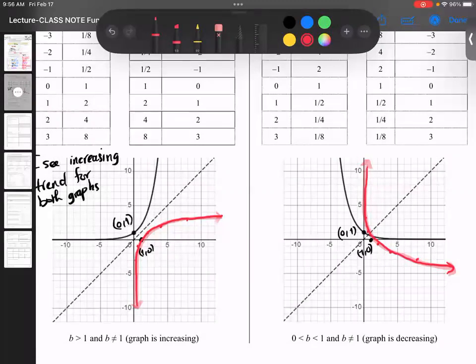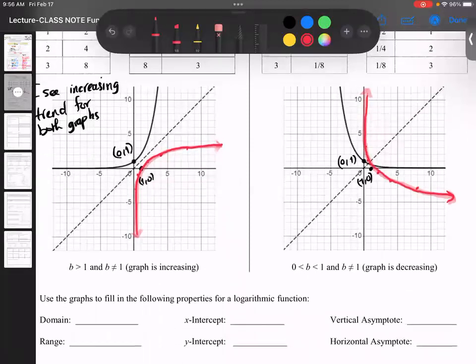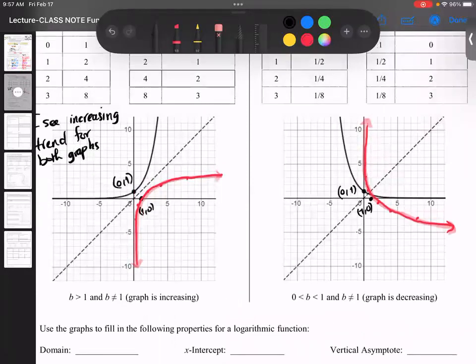The reason is the base, right? On the left side here, the base is bigger than 1, so you have an increasing graph. Here the base is not less than 1, but it's between 0 and 1. Remember, we don't take a negative number for the base, or 1 for that matter. From here we see a decreasing trend.